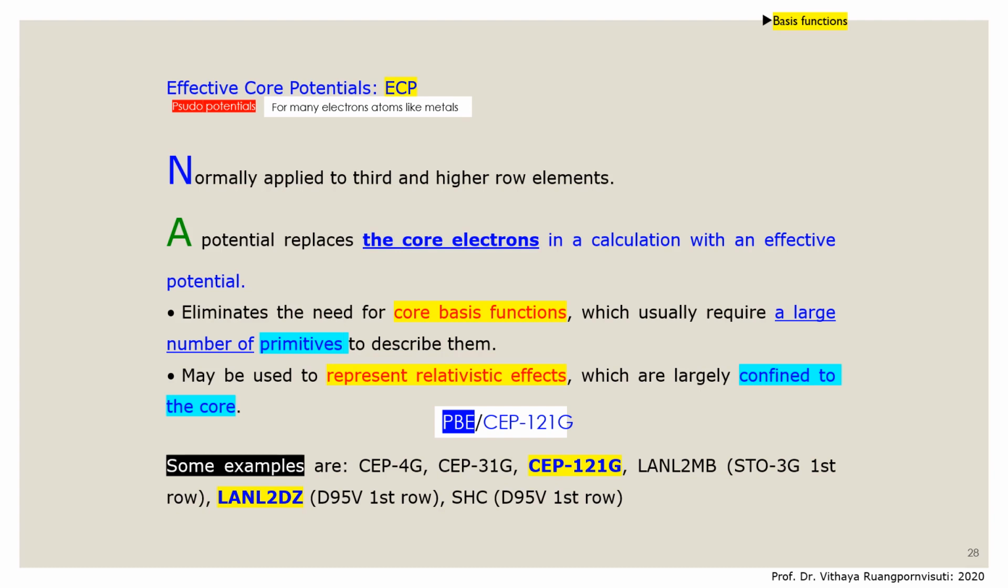For example, the method of PBE using the CEP-121G ECP basis set. Some examples are CEP-4G, CEP-31G, CEP-121G, LANL2MB, LANL2DZ, and SDD basis sets.